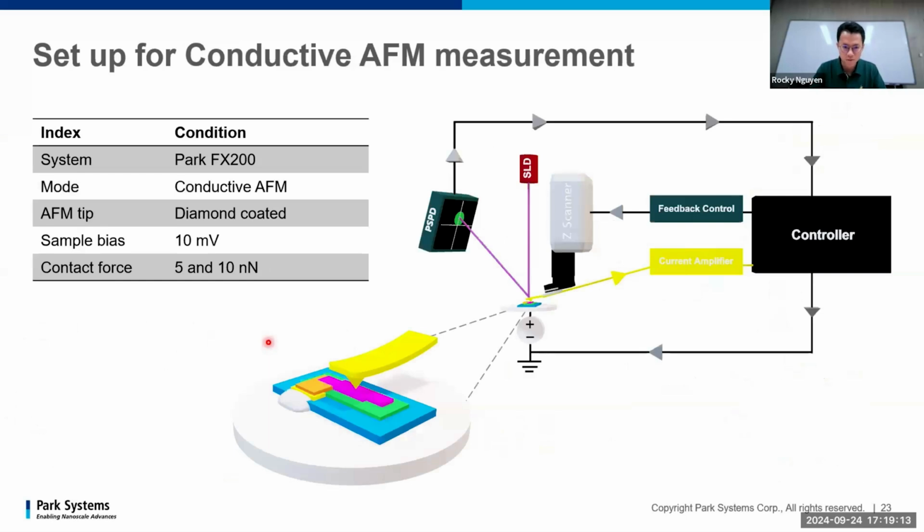About the conductive AFM measurement, we use a diamond-coated conductive AFM tip, and we apply a very small amount of sample bias, which is transferred to the graphite and to the top graphene layer, and the AFM tip will sense the current on the sample surface. After that, the current signal is sent to the current amplifier for data acquisition. And since these are fragile materials, we only need to apply a very small amount of contact force. Just a few nanonewtons is enough.